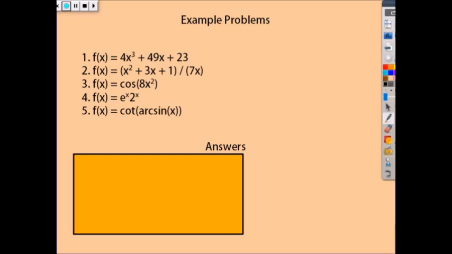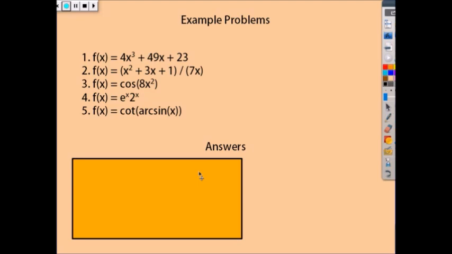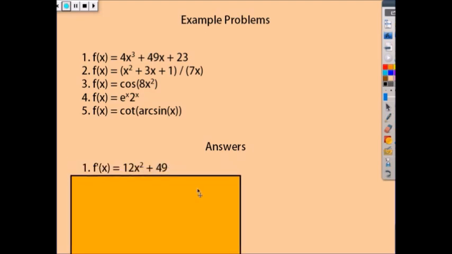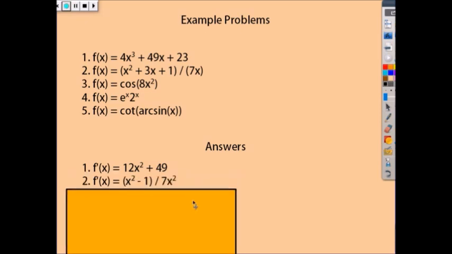Whenever you're ready, the answers are: for number 1, the derivative of 4x cubed plus 49x plus 23 is 12x squared plus 49. For number 2, the derivative of x squared plus 3x plus 1 divided by 7x is x squared minus 1 divided by 7x squared.